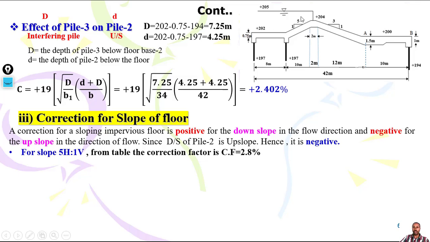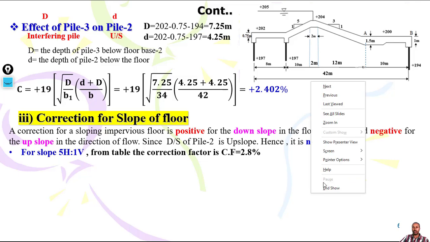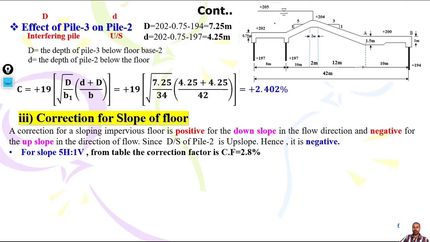So if it is going in this direction, automatically the flow is deflecting to either side. So it will be decelerating. That's why negative. For upslope, it will be negative. So it's direction. Since downstream of pile 2 is upslope, this is the downstream of pile 2. This one, which is upslope, so it will be negative because flow is deflecting to either side, and also there is deceleration. That's why we take negative.